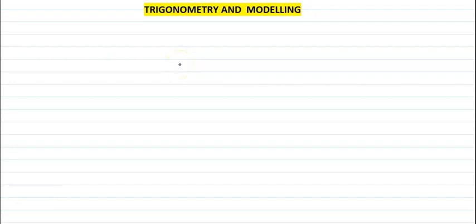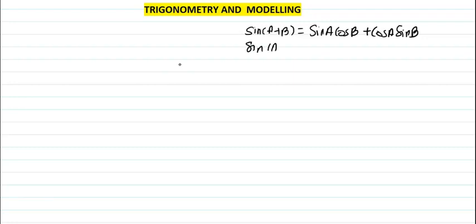So in today's lesson, we are learning about trigonometry and modeling. In trigonometry and modeling, the first thing we are going to learn about is the addition and subtraction formulas of sine, cos and tan. So sine A plus B, we can write down as sine A cos B plus cos A sine B.